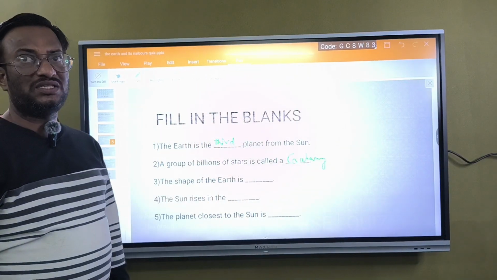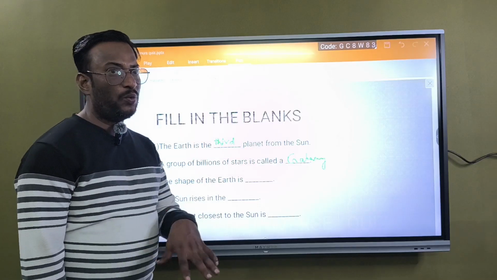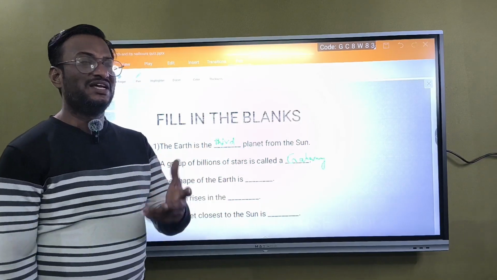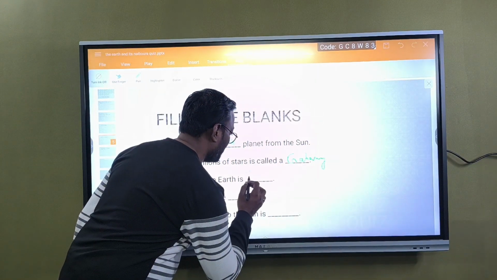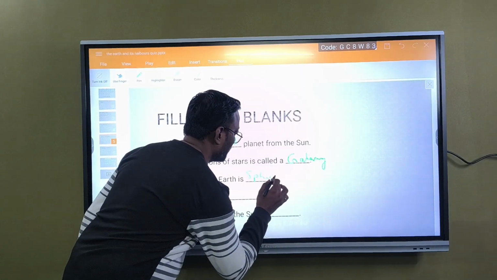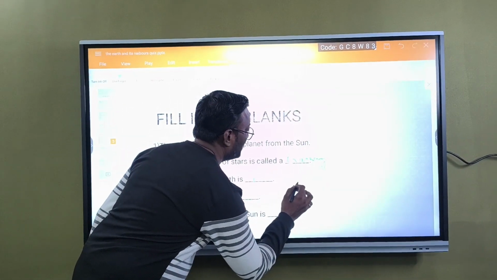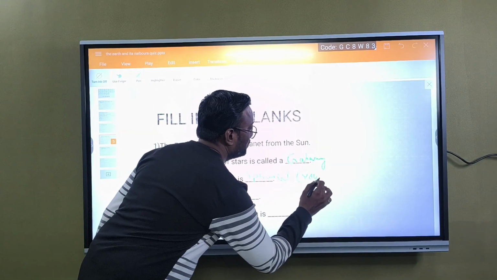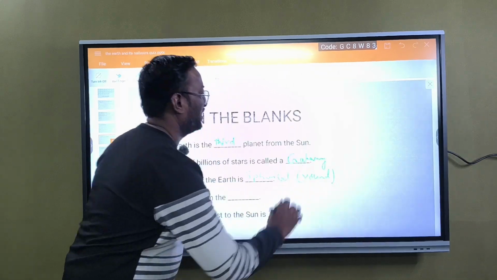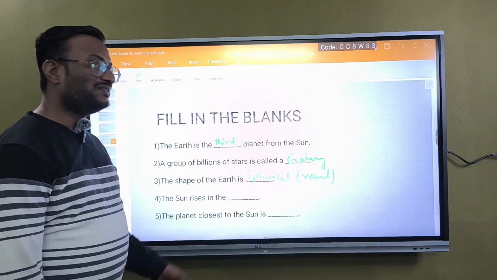The shape of the earth, up to now we will call it round. Actually, it is a spherical shape. Spherical. Or we can say it is a round shape. Alright. The sun rises in the dash.